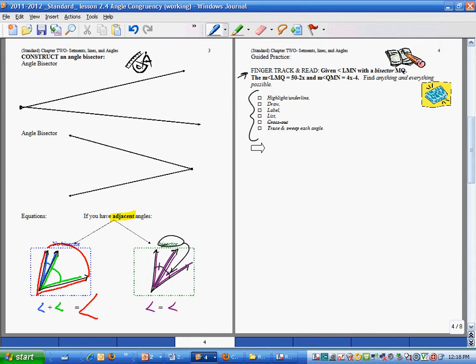Okay, you are highlighting, you are chunking, you are drawing, you are crossing stuff out as you draw. You are highlighting, and you're crossing stuff out as you're drawing.